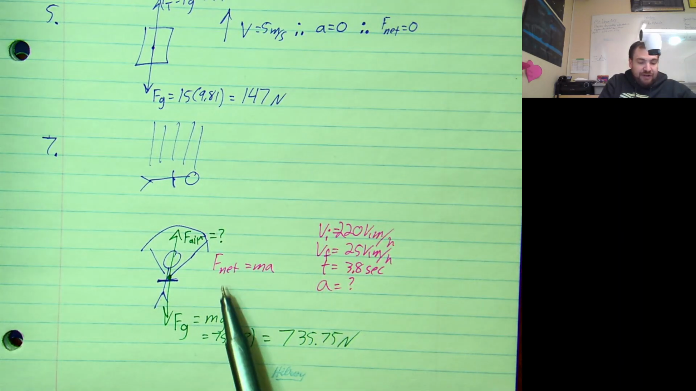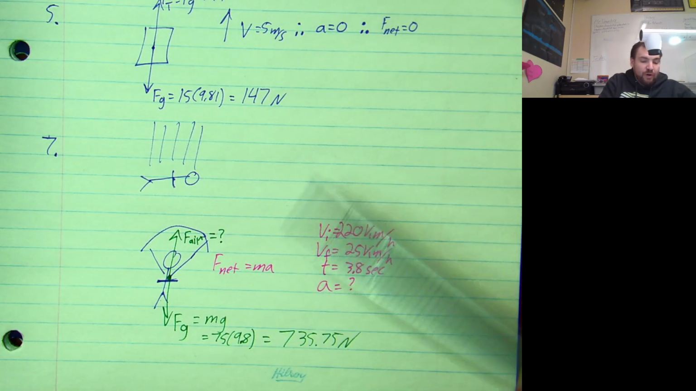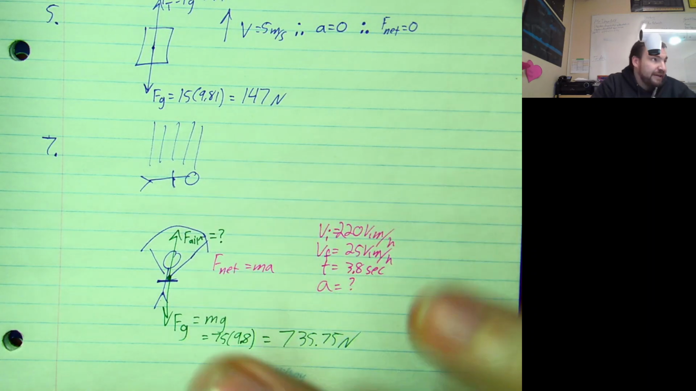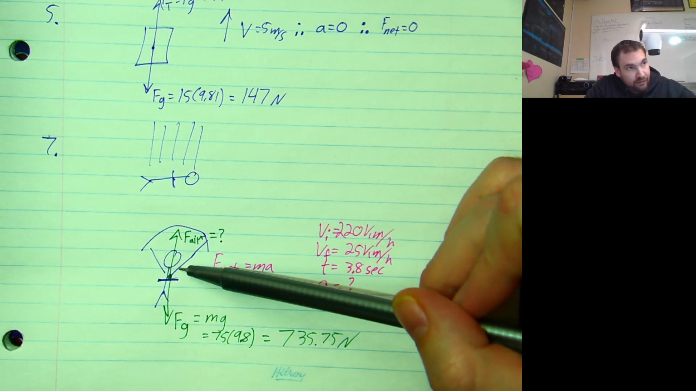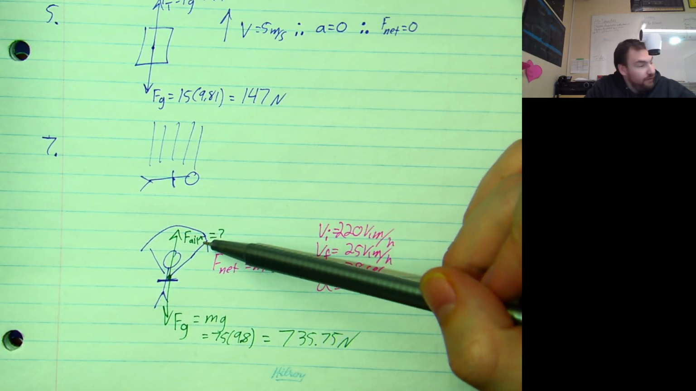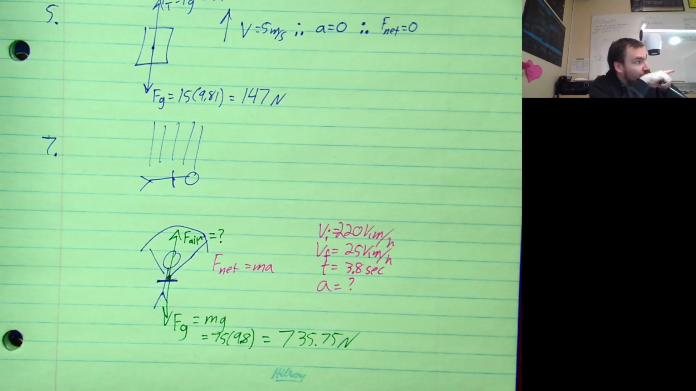In this case, what's our F net expression going to be for F air? What are the forces acting on her? We've never written it out like this. What are the forces that are acting on her here? It's either going to be Fg minus F air, or it's going to be F air minus Fg, depending on which direction you want to call positive.